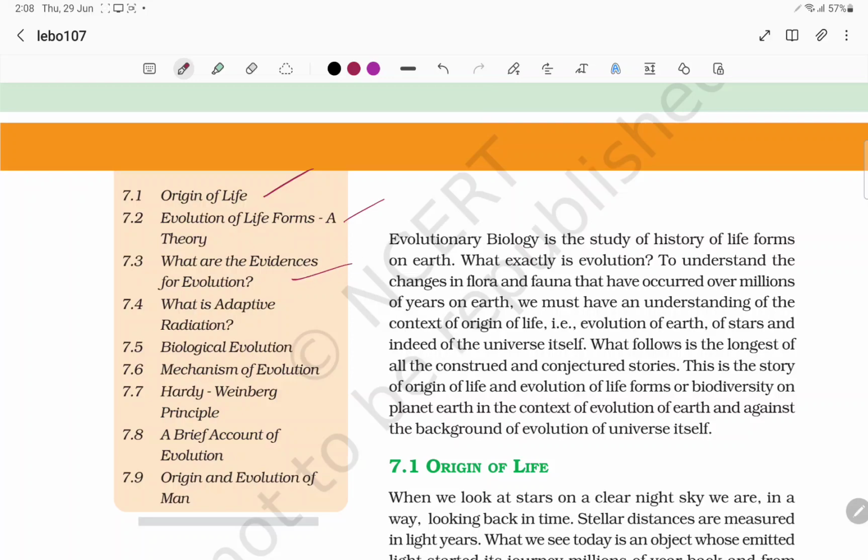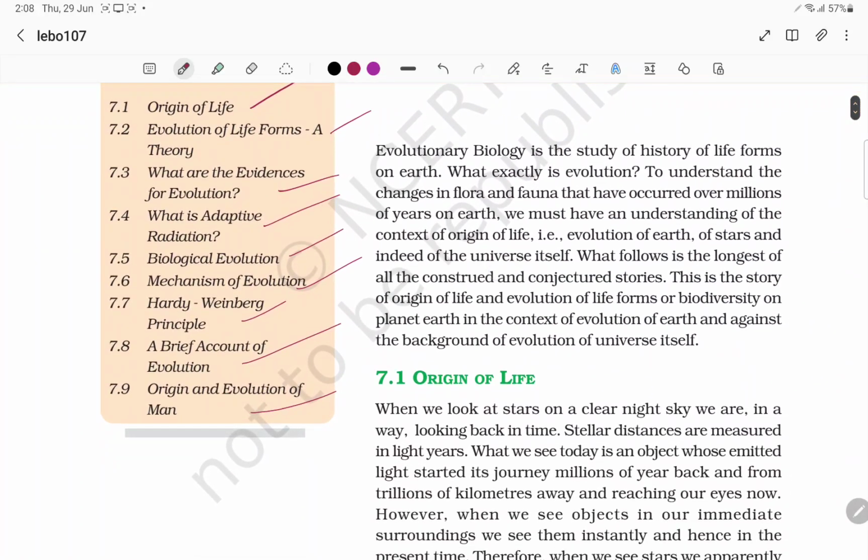Evidences of evolution, mainly embryological evidences. We have fossils as evidences. We have periods as evidence. What is adaptive radiation? And biological evolution. Mechanism of evolution: the Hardy-Weinberg principle, which is very important. p plus q is equal to 1 for alleles, or p squared plus 2pq plus q squared is equal to 1. A brief account of evolution, and origin and evolution of man, like Australopithecus, Ramapithecus, Dryopithecus.